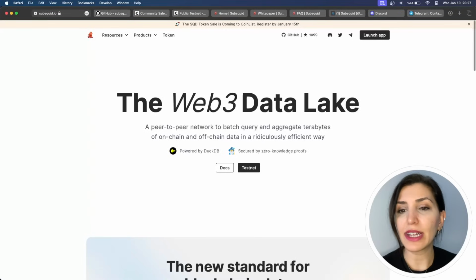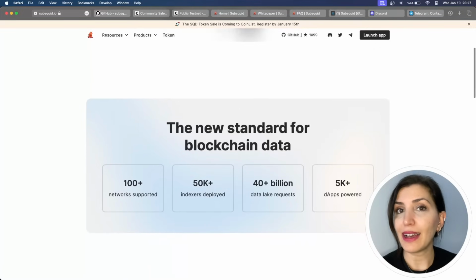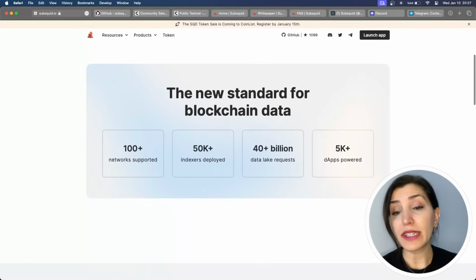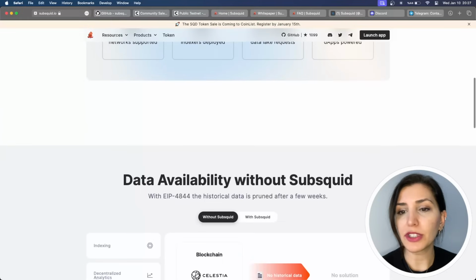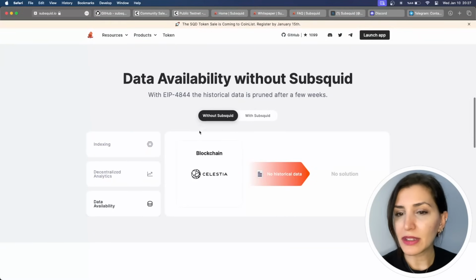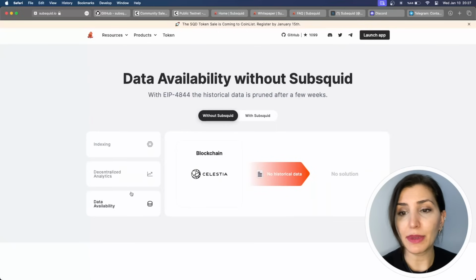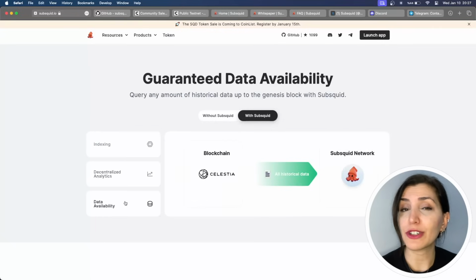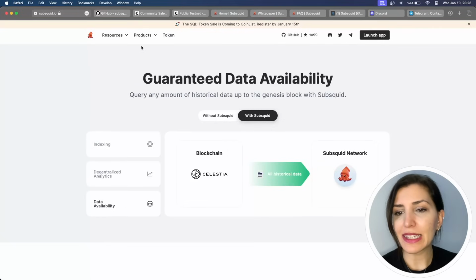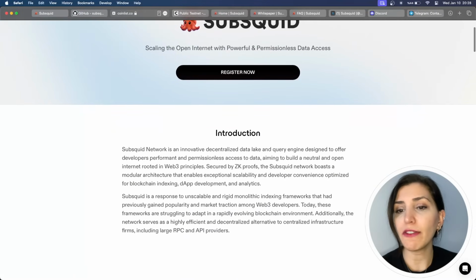SUBSQUID stands as a decentralized data lake and core engine meticulously crafted to empower developers with efficient and unrestricted data access. Its goal is to cultivate a neutral and open internet deeply rooted in the principles of Web3. Utilizing a modular architecture fortified by zero-knowledge proofs, SUBSQUID emerges as a resilient solution for tasks like blockchain indexing, decentralized application development, and analytics. With compatibility for more than 100 networks, a deployment of 50,000 indexers, and the processing of over 40 billion data lake requests, the network showcases its prowess and versatility.